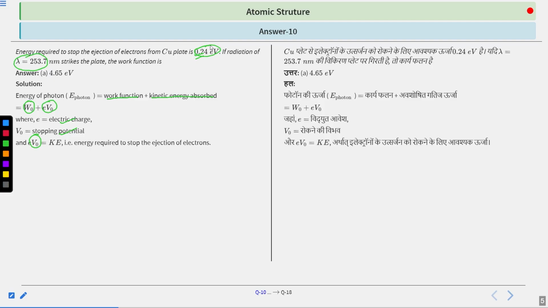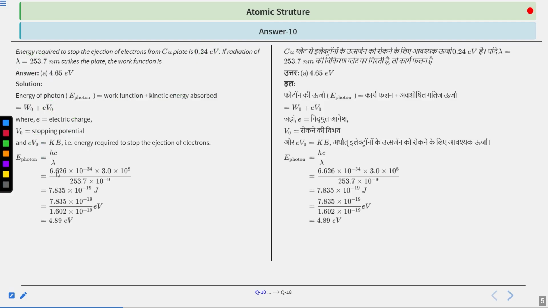This is also kinetic energy, but in terms of electron volt, and our answer is also required in electron volt. So first we calculate the energy of photon according to this lambda. Lambda is given as 253.7 nanometer, converted into meter. Then we got this much joule. Since the answer is required in electron volt, we convert by dividing by 1.602 into 10 to the power minus 19. That gives us 4.9 electron volt. This is the energy of the photon.